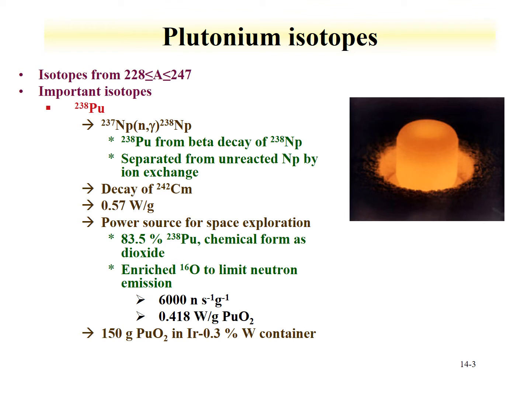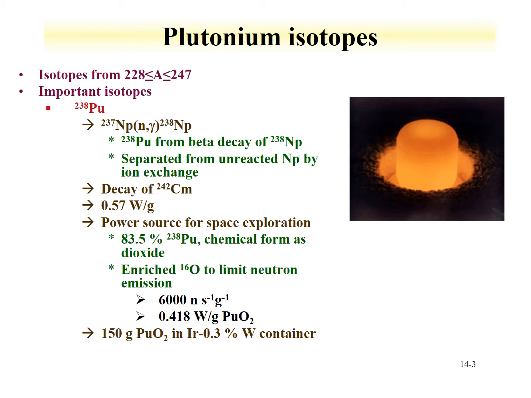If you have a nucleus with that extra neutron, for instance, oxygen-17, the alpha-n reaction, the alpha particle hitting oxygen-17 and producing a neutron, has a relatively large cross-section. You want to limit the amount of neutrons coming off your source. And if you make the plutonium dioxide, you'll have a power source of about 0.4 watts per gram.